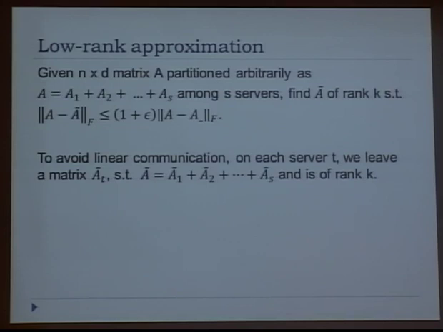So now at least there isn't the trivial lower bound where you say, oh, look, even communicating the answer would have taken this much time. In principle, it might need very little communication. So that's the problem. How do we compute these approximate matrices inside each server so that their sum is a truly good rank K approximation?